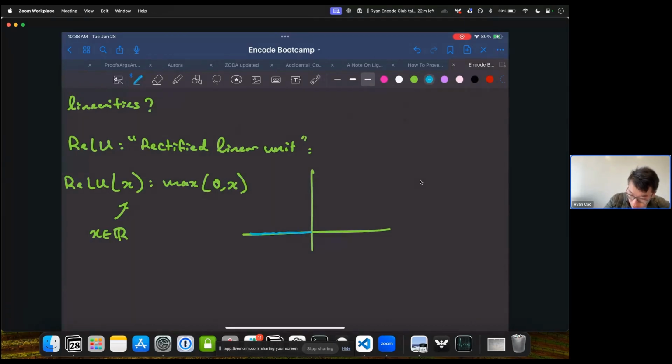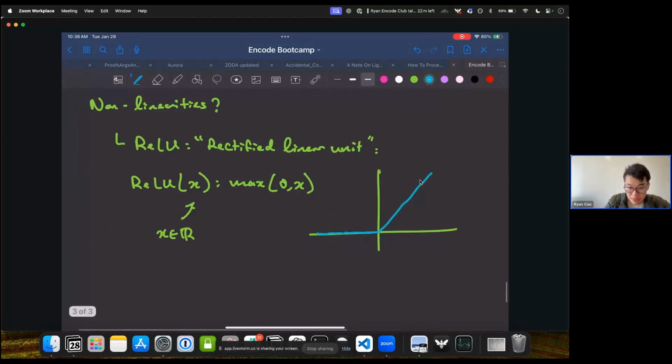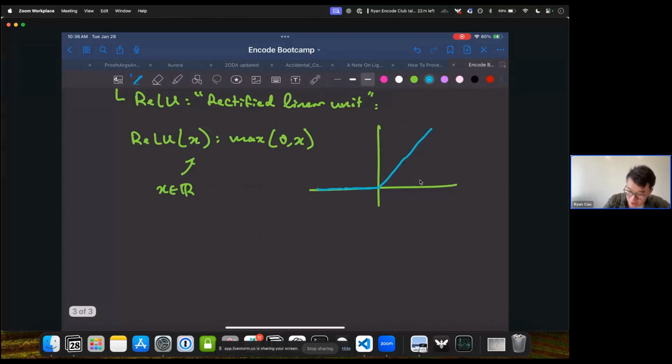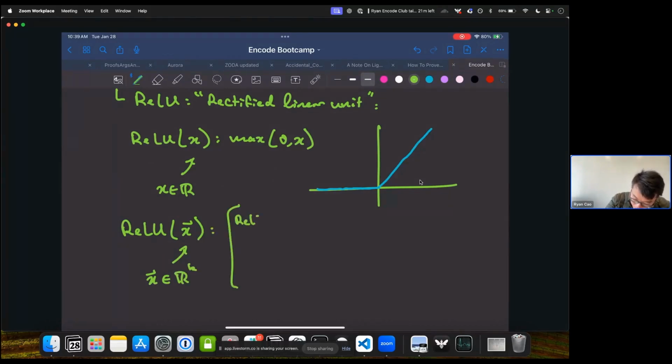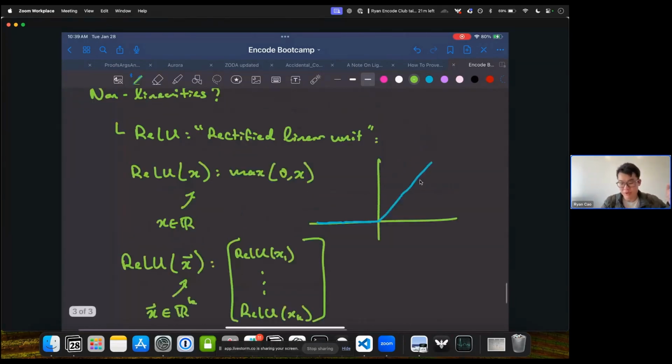And then as soon as we hit 0, we're linear. So this is ReLU. And ReLU for a vector is exactly the same thing. In other words, when we apply ReLU over x arrow, where x arrow is in R^K, this is just going to be the vector ReLU of x1 all the way to ReLU of xK. So you just apply it element-wise to everything in the vector. So this is one example of a nonlinearity.